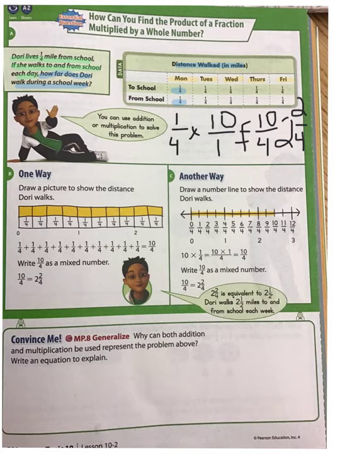Let's look at the other ways that they're explaining how to do this. So there's a picture for way B. One way is to draw a picture to show the distance Dory walks. So all they did basically was draw 1/4 10 times. And if you add them all up, you're going to get 10/4. And then they just did what I did. We have 10/4. You cannot leave it like that. So you have to see how many times 4 can go into 10, which is just 2. Put your denominator. Since 2 times 4 is 8, subtract that from 10, and you will get 2/4. And we know that 2 2/4 is the same as 2.5 miles. So you can write it either way.